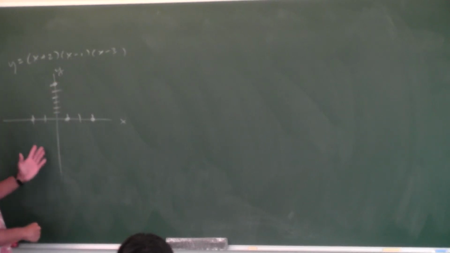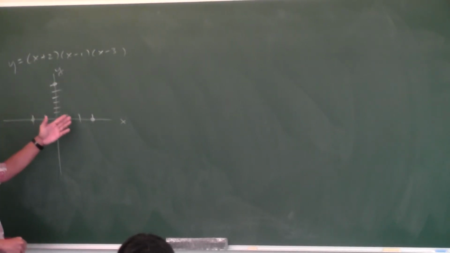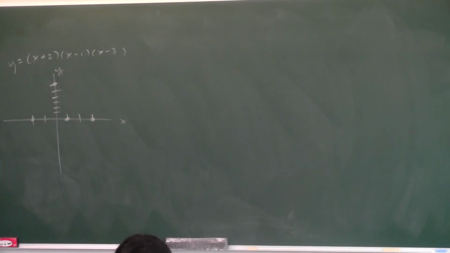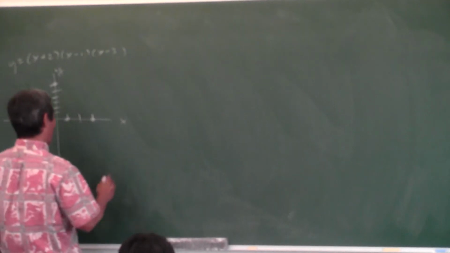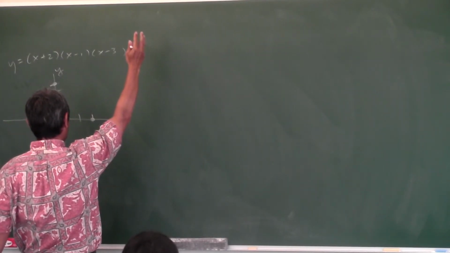Remember I told you, unless otherwise indicated, each hash mark is 1 unit, right? Okay, now, do you guys remember the end behavior that you learned last year? Okay, what is the degree of this polynomial? 3. Degree means the highest power. If you multiply everything out, the first term would be x cubed, right? Is the leading coefficient positive or negative? Positive. Positive, so the end behavior is going to be like this, right?